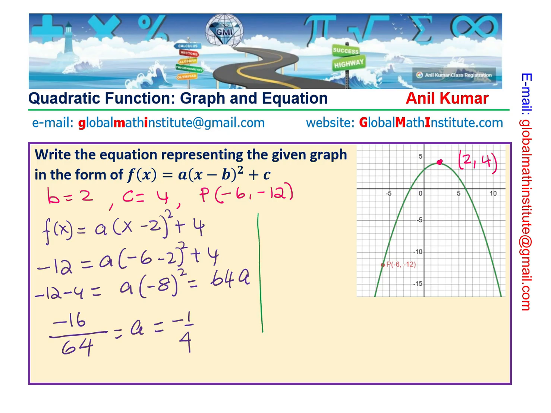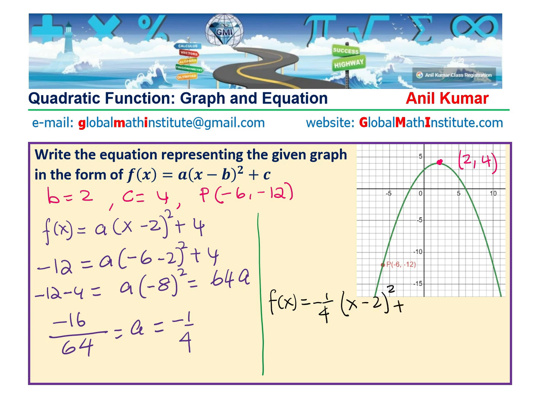So we get the equation. Clearly, it can be now written as f of x equals to value of a is minus 1 over 4. Makes sense. Parabola opening downwards. X minus 2 whole square plus 4. Correct? Perfect. So that is how you are going to do it.